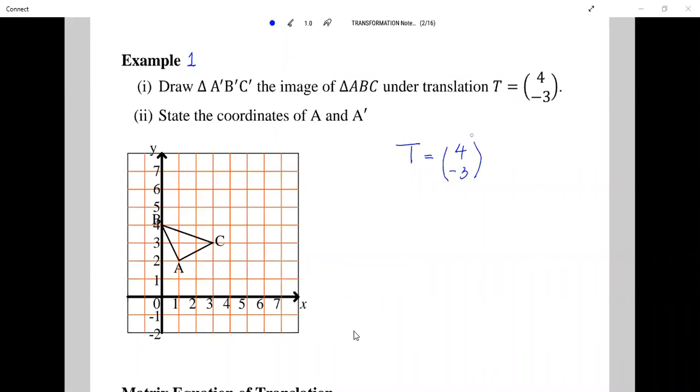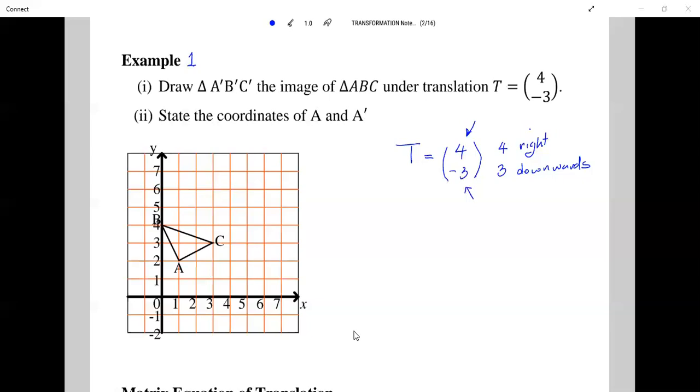Now, the top value deals with horizontal movement. This is telling me 4 right. It's telling me to move the shape 4 units right because the number is positive 4. The bottom value here, the minus 3, deals with vertical movement. This is telling me to move the shape 3 units downwards, because the number is negative.